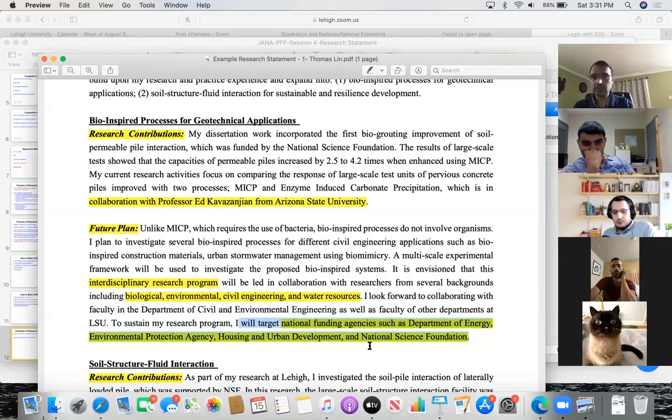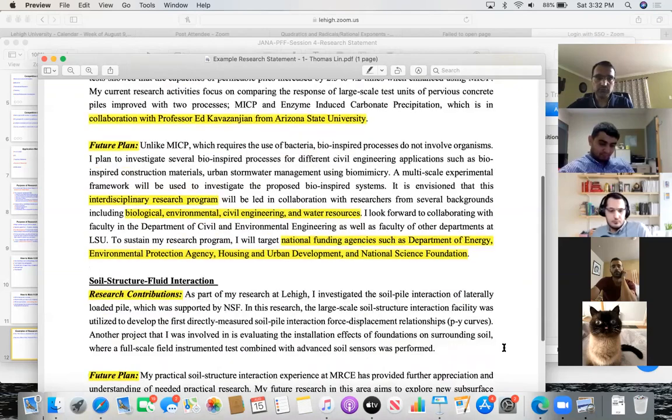Those are different funding agencies that can fund this, or it has to be realistic, the funding agencies you're mentioning, because remember, the people who are reading your application are faculty, and they have been submitting proposals for a long time. They know what funding agencies and what topics these funding agencies are basically supporting. So the funding agency you mention has to fit the topic that you're discussing.